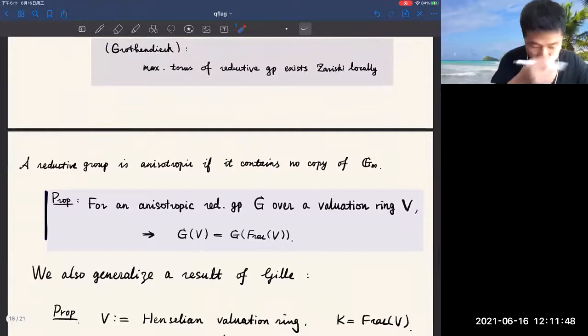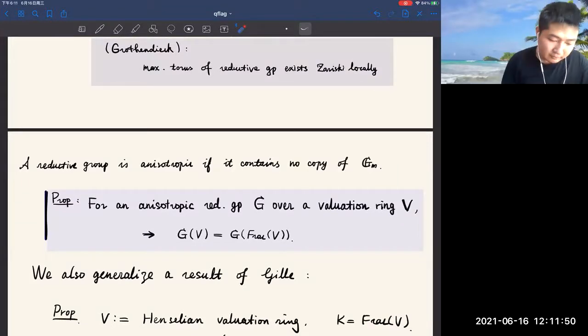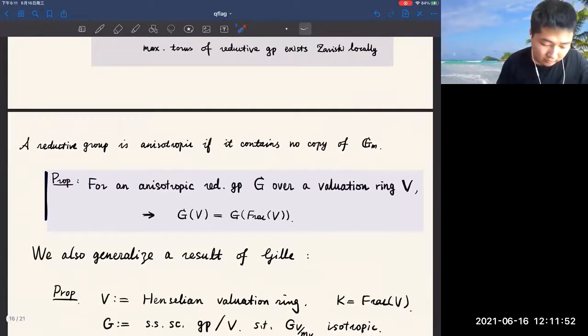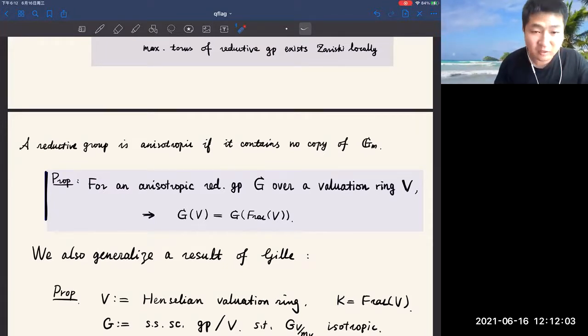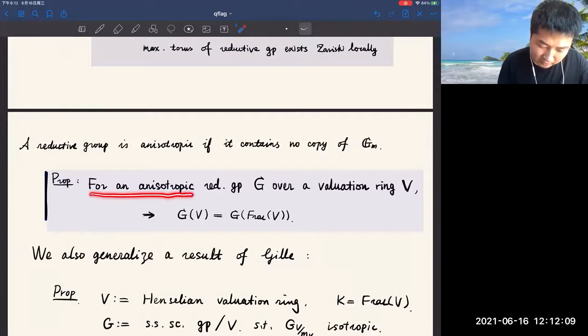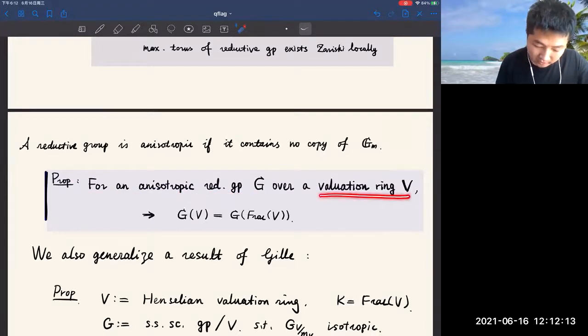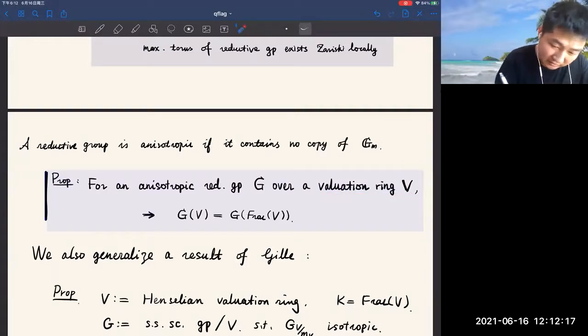And on the other hand, in fact, we also prove the following result. We recall that a reductive group is anisotropic if it contains no copy of G_m, and the proposition is that for an anisotropic reductive group scheme G over a valuation ring, okay, that should be Henselian.